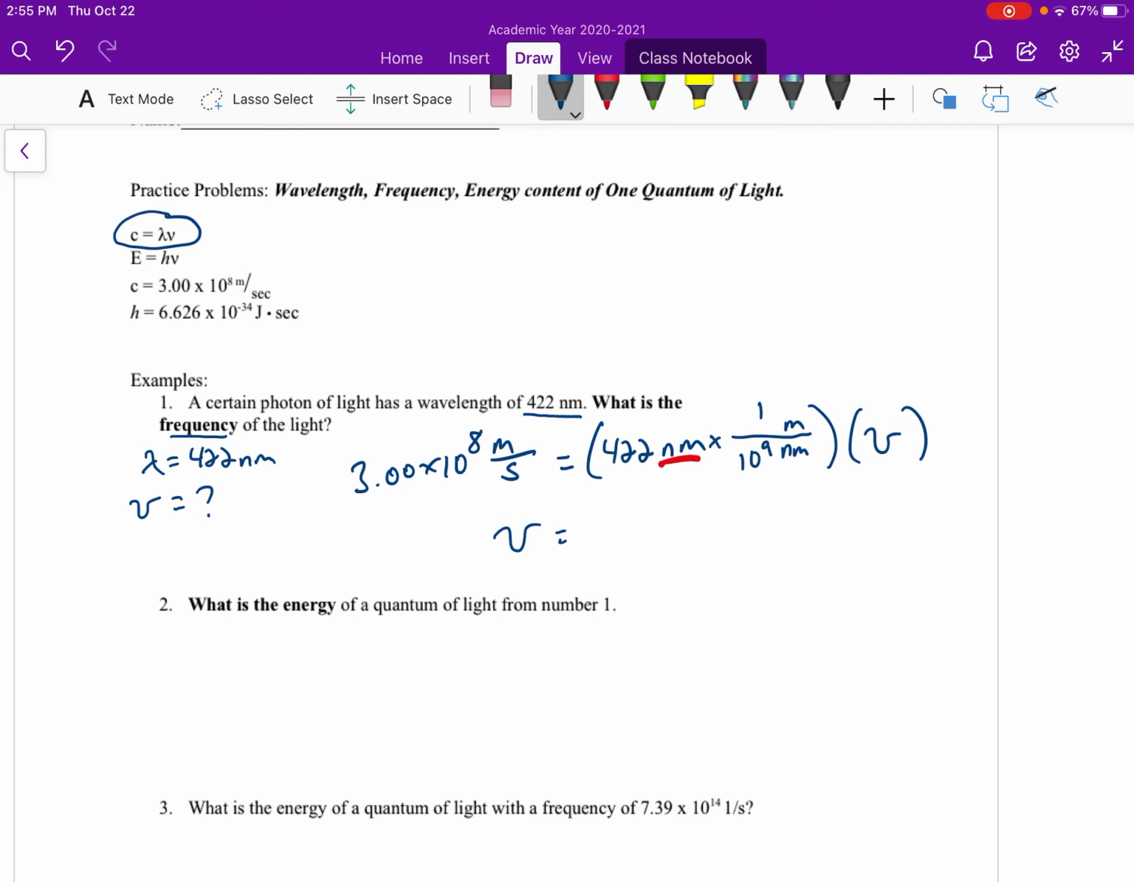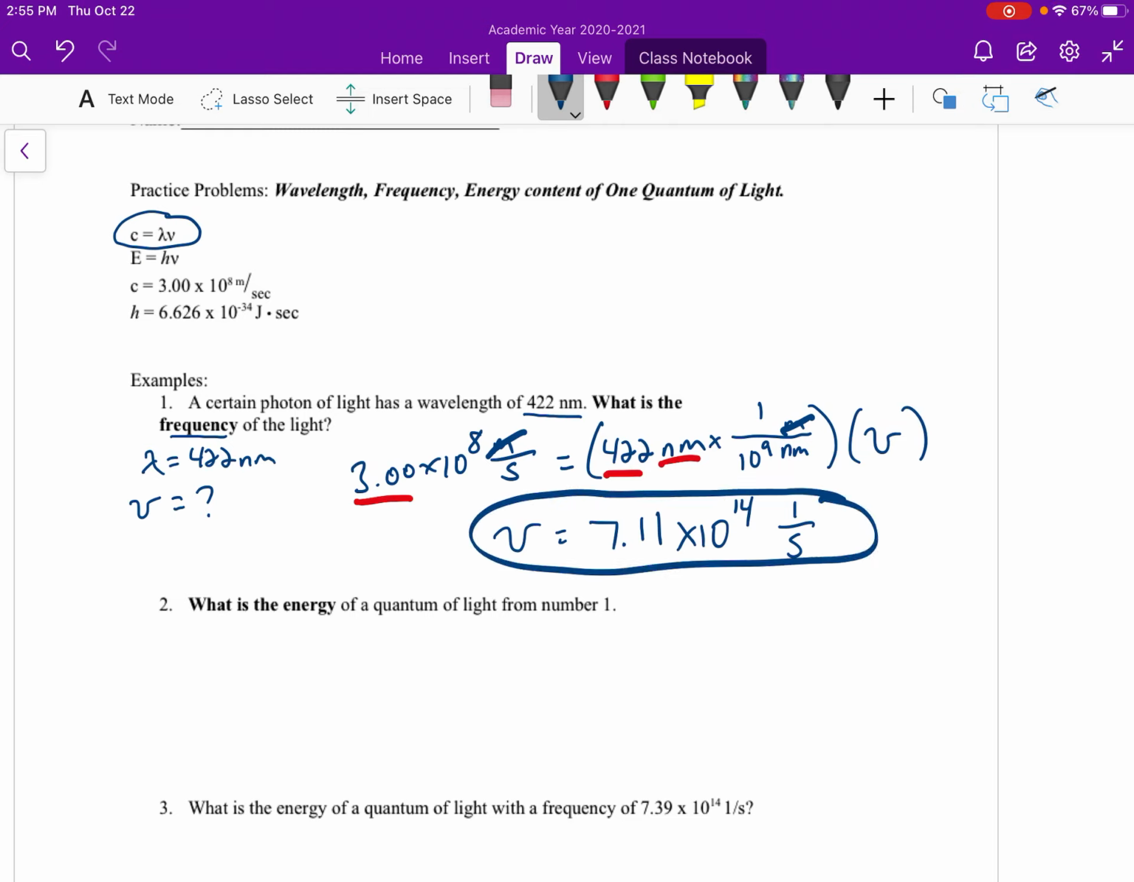There we go. And we should get frequency equals, how many sig figs do we want? Well, we got 3 for the speed of light. Remember, that's a measured value. And we got 3 for our wavelength. So I'm going to go with 3. So I'm going to say 7.11 times 10 to the positive 14th. And we need a unit. Meters cross out. We're left with seconds on the bottom. So 1 over seconds, which is good because that's the unit of frequency. So the frequency of this light is 7.11 times 10 to the 14 per second.